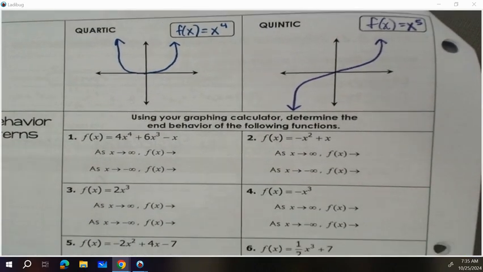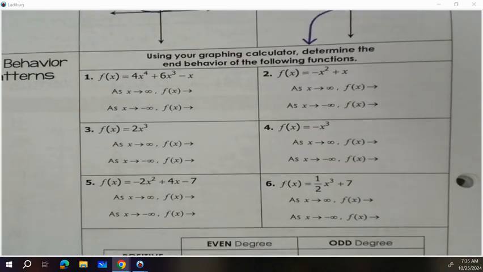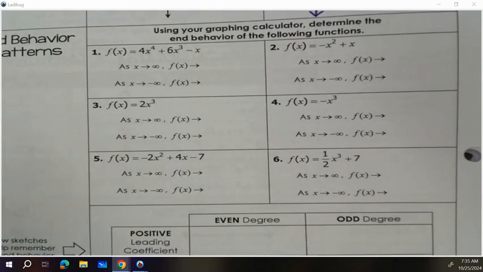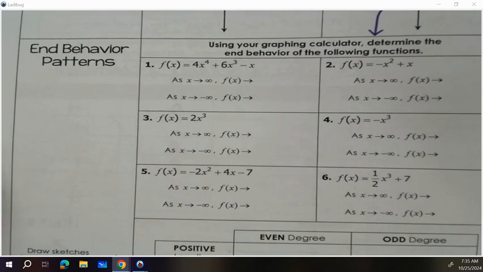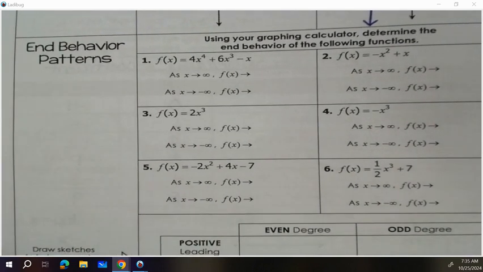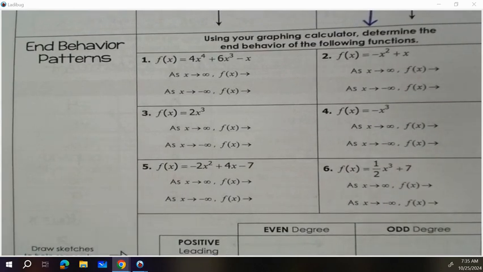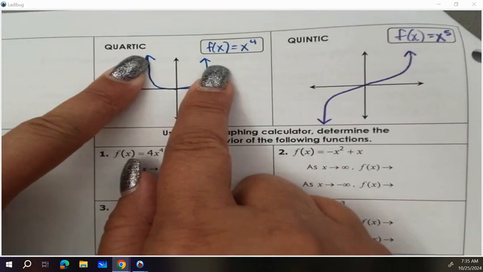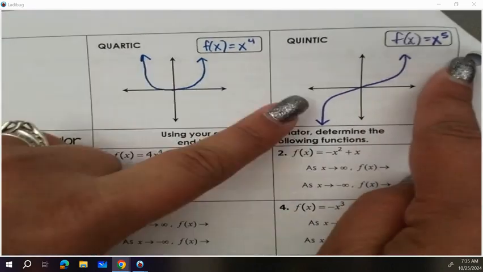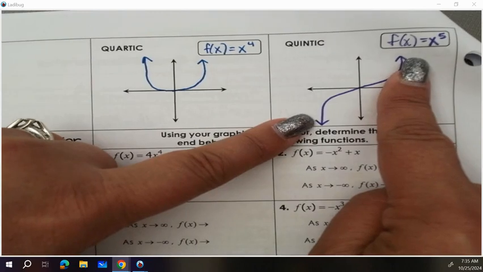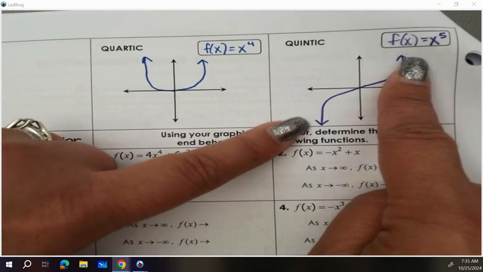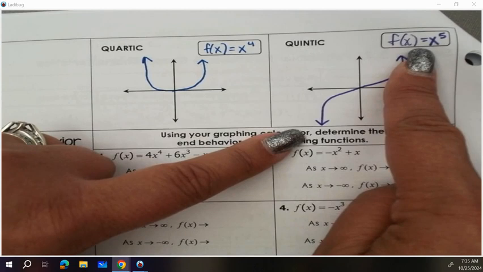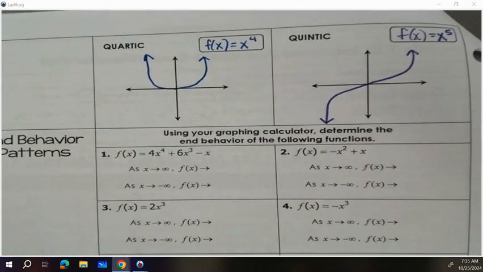It says, using your graphing calculator, determine the end behavior of the following functions. But we're not going to use our calculator. We don't have to. End behavior. This is something new today, but something we're going to talk about all year long. End behavior is asking you, what is the graph doing at the arrows on the ends? Which direction is it pointing? What's it pointing at or pointing towards?